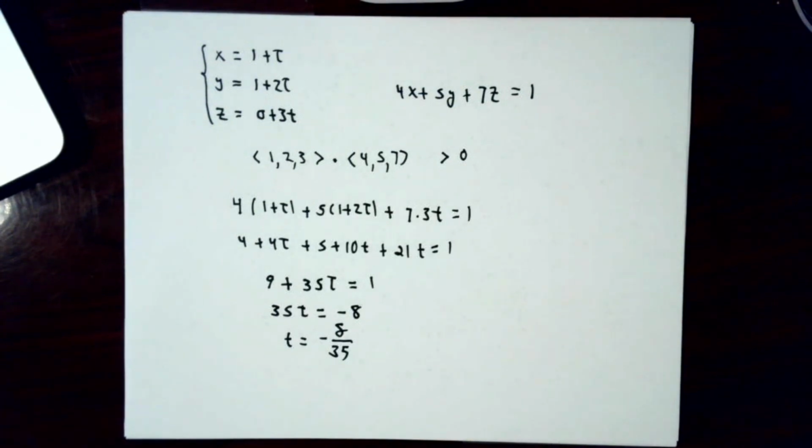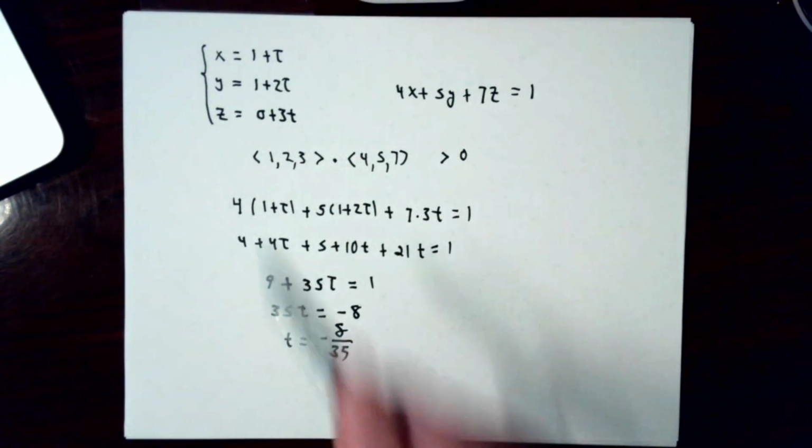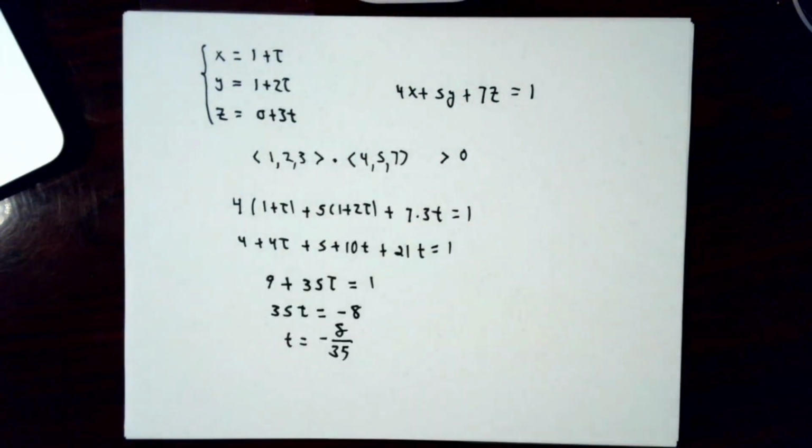As predicted, there's a single t-value that will work. If I take this t-value and put it into each of these three equations, I can actually find the x, y, and z coordinate of the point of intersection.